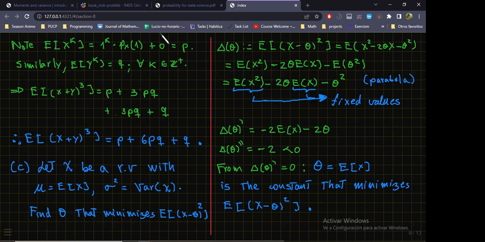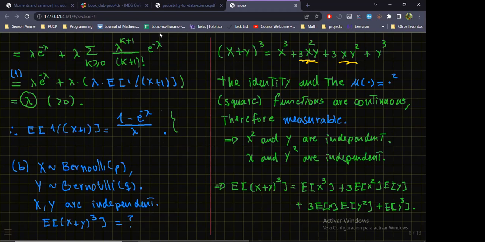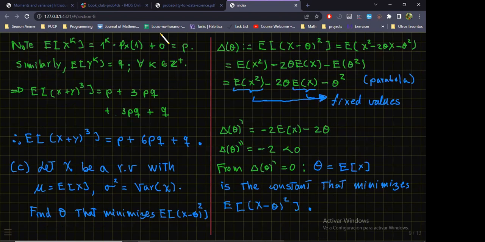Well, and similarly for y, because it also has a Bernoulli distribution, and we use those values in this sum that we got, and the final answer, well, I think is this? Is there a match?